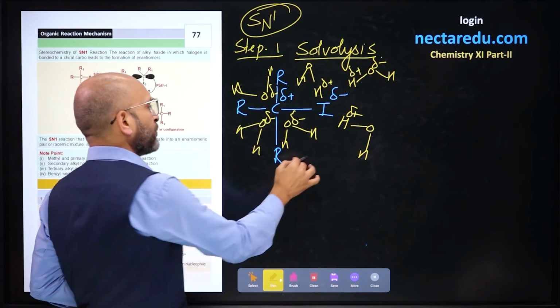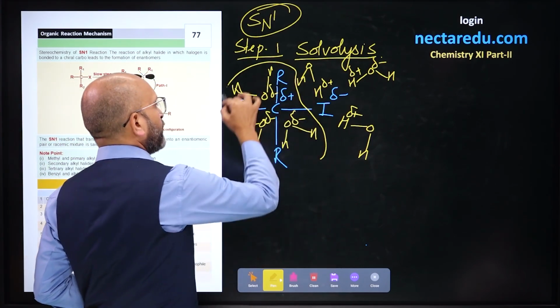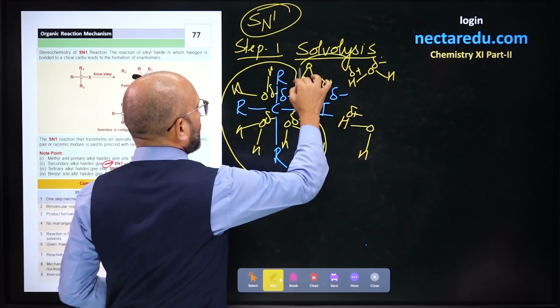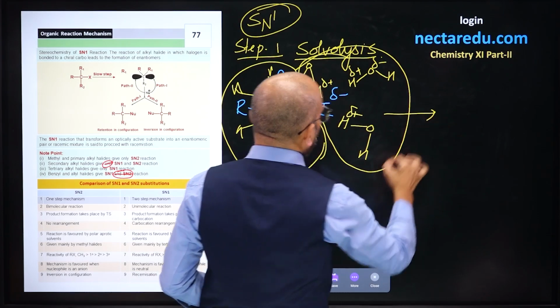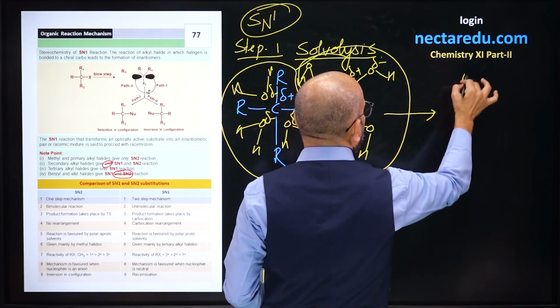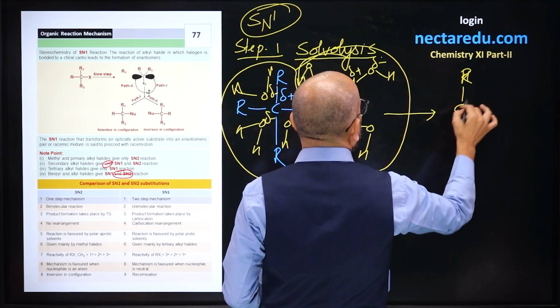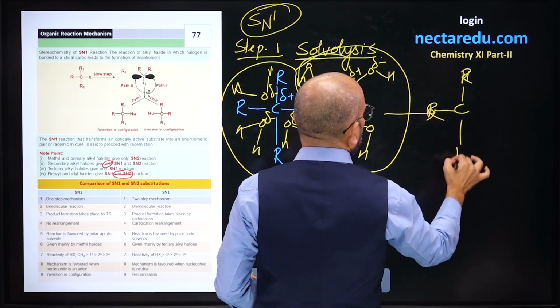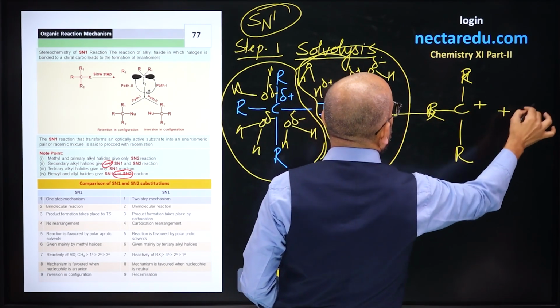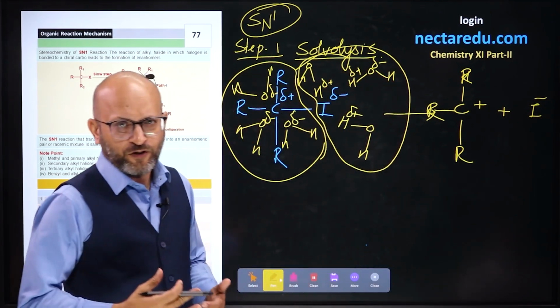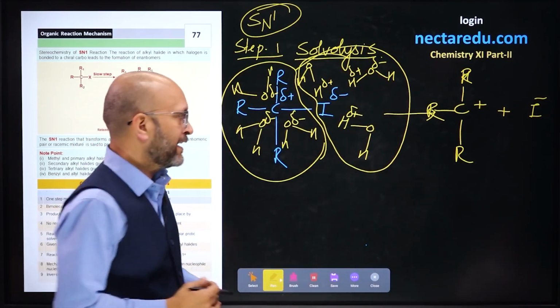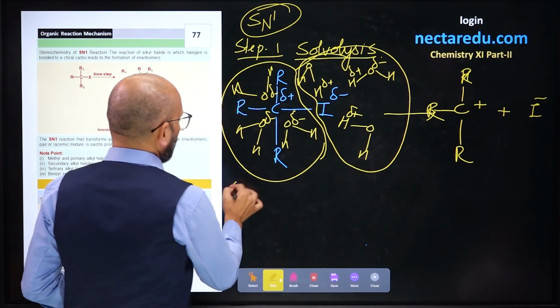So gradually this bond is broken. So what do you get? You get a carbocation as well as a halide ion, which will of course be hydrated. Alright.